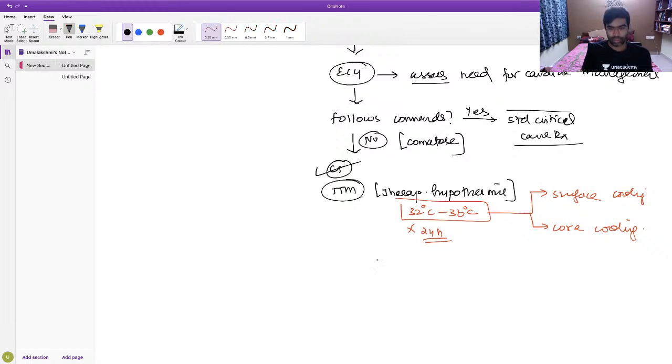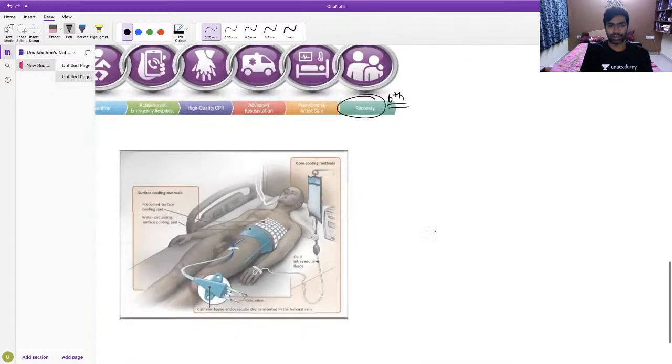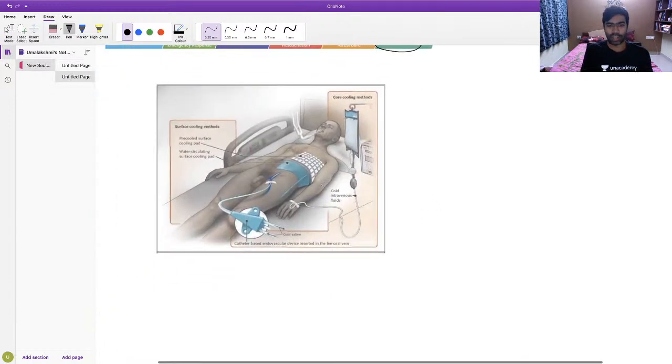So once I know I'm going to do target temperature management, I can go for standard critical care management. Let me show you an image of how you will maintain temperature. I think this is one way we maintain a temperature. These are the devices that produce surface cooling. I can show you here.